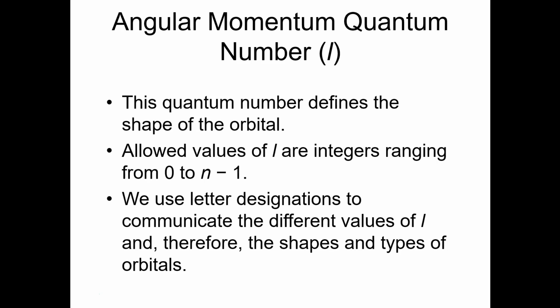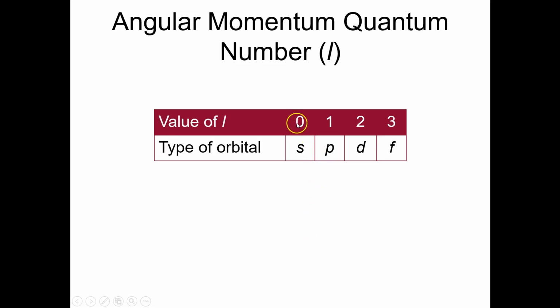Okay, after you've figured out what its principal energy level is, then you have what's called the angular momentum quantum number. And this defines the shape of the orbital. You'll notice that the orbital we were talking about earlier was a spherical orbital, but they're not all spherical. The allowed values of L, which is the symbol for the angular momentum quantum number, is any integer ranging from 0 to n minus 1. And we use letter designations to communicate the different values of L, and therefore what the shape of the orbital is. So if L is equal to 0, we call that an s orbital, and it's spherical in shape. If L is equal to 1, that's called a p orbital, which is kind of two-lobed in shape. L equals 2 are d orbitals, L equals 3 are f orbitals. D and f orbitals start getting much more complex looking.